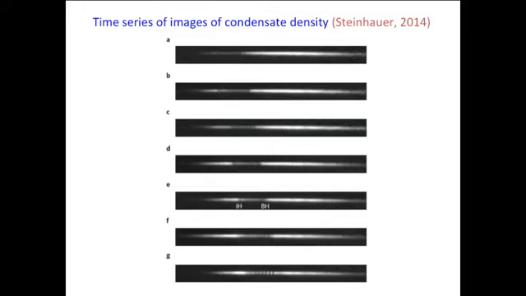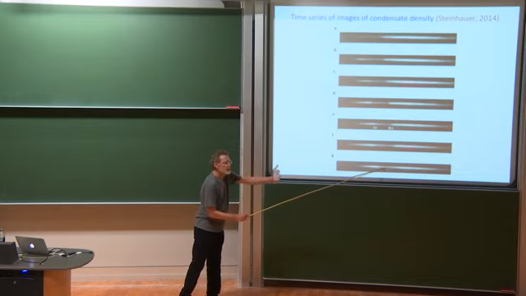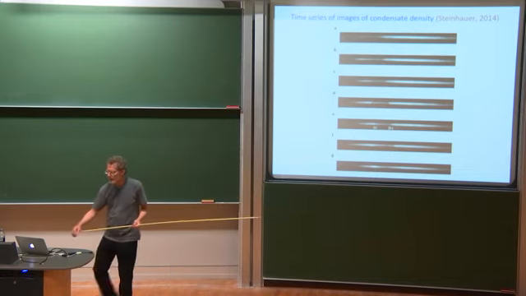OK. So here's a picture that Jeff made of the condensate, a time series of images. One can see a very sharp transition here between the subsonic and supersonic region. And what appeared after time is a kind of oscillating density pattern between the two horizons.